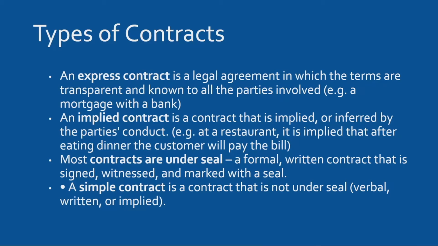And most contracts are under a seal, a formal written contract that's signed, witnessed, and marked with a seal. So very formal contracts still have that seal on them. If you look at your mortgage for your house or your house purchase, it normally has an embossed tag in it, which, again, hardens up this contract from a legal point of view because there is a seal on it.